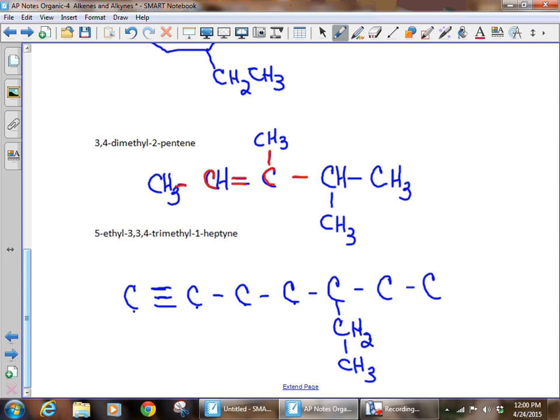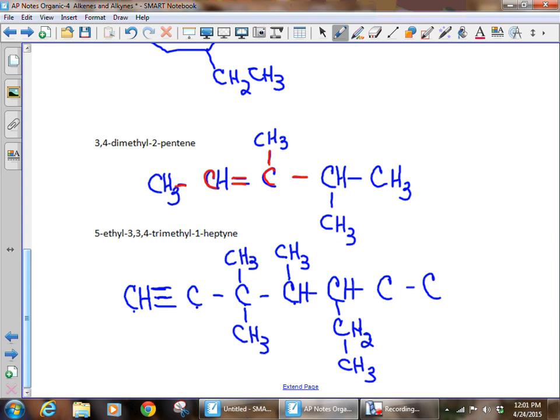Then 3,3,4-trimethyl. So it looks like I need a methyl group here on the 3 carbon, another on the 3 carbon, and then one on the 4 carbon. So there's my methyl groups, and now I just have to funnel in any hydrogens that I need. Well, the first one, since it's already got a triple bond, only needs 1 hydrogen. The second carbon is already full. It's got 3 on the left, 1 on the right, so it gets no extra hydrogens. Carbon number 3 is also full. The fourth carbon needs 1, so does the fifth.